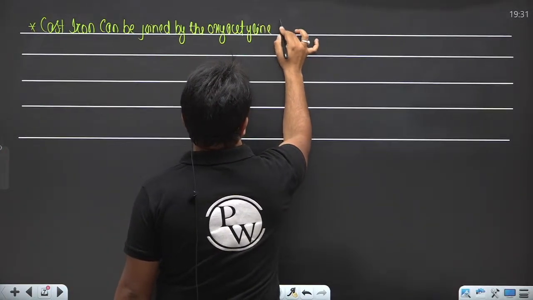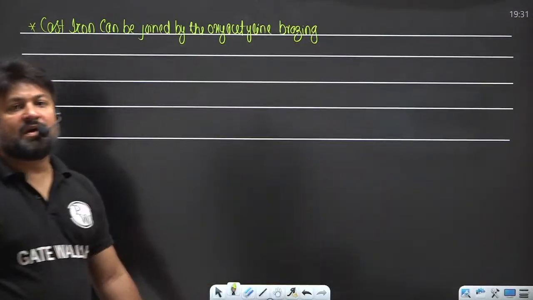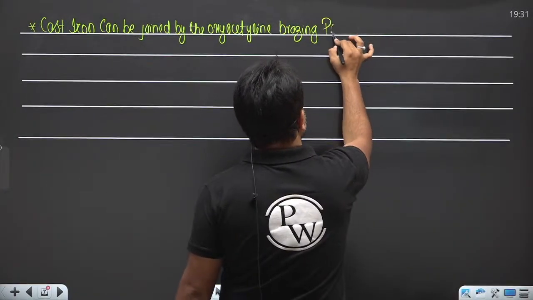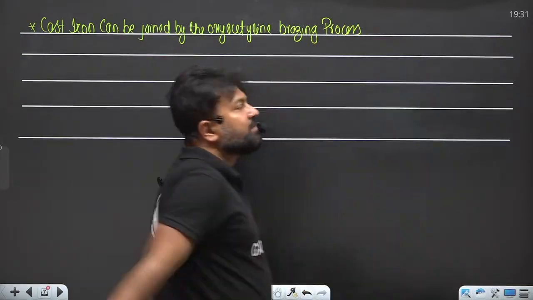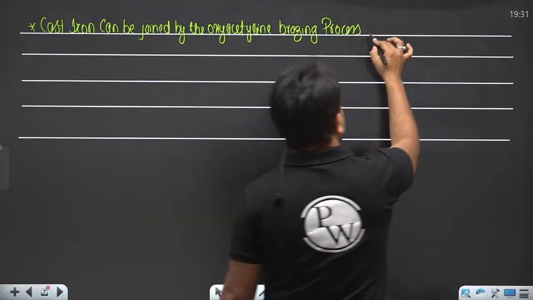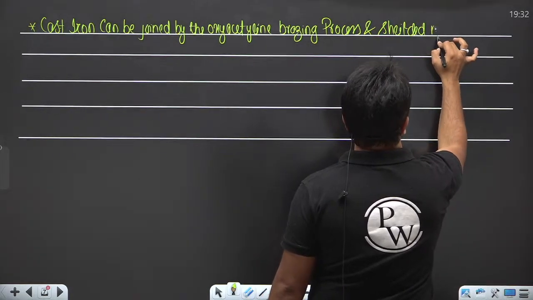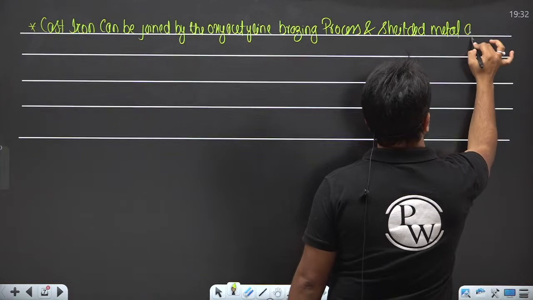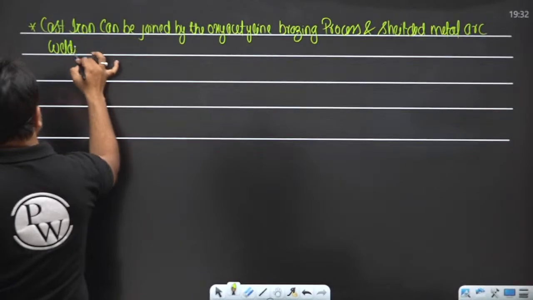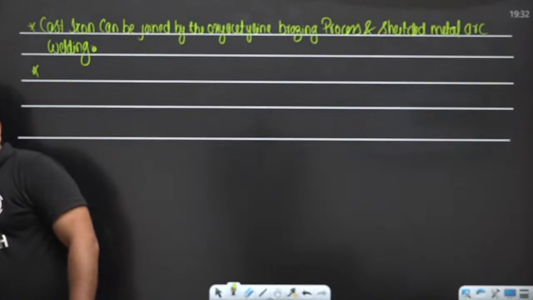Oxyacetylene welding, right? The oxyacetylene welding process. Is that clear? And shielded metal arc welding, you can use here, right? This is the tip number one.